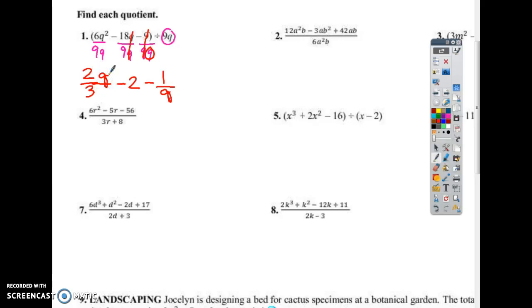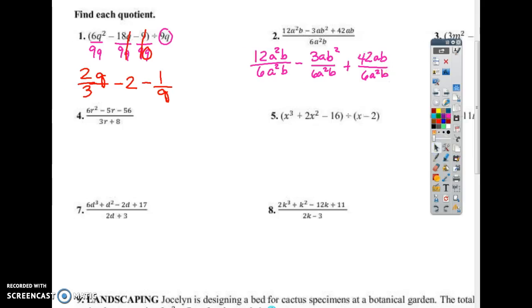Alright, so this one, you're going to separate all of them and divide this by this, divide this by this, divide this by this, just like we did yesterday. So separate them out. 12a squared b divided by 6a squared b minus 3ab squared divided by 6a squared b plus 42ab all over 6a squared b. And then divide it out. I am not going to finish that one for you. You will do that by yourself.